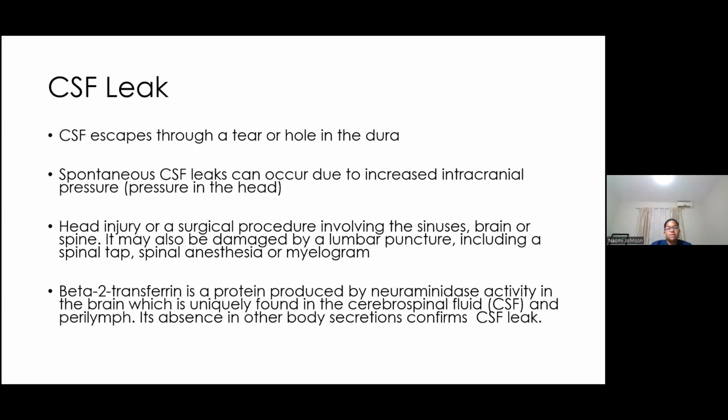And last but not least, we have a CSF leak. This is where CSF escapes through a tear or hole in the dura. Spontaneous CSF leaks can occur due to increased intracranial pressure. This can also occur due to head injury or surgical procedures involving the sinuses, brain, or spine. Or there can be iatrogenic damage via lumbar puncture. So this is where we use transferrin, beta-2 transferrin specifically, which is a protein produced by neuraminidase activity in the brain, which is uniquely found in the CSF and the perilymph. The absence in the other body secretions confirms that it is a CSF leak.